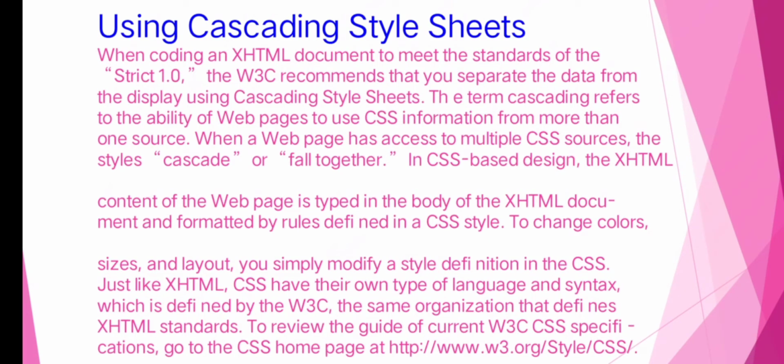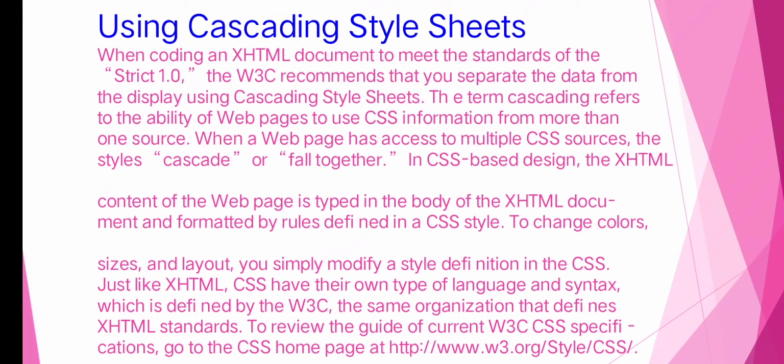Using cascading style sheets. When coding XHTML documents to meet the standards of Strict 1.0, the W3C recommends that you separate the data from the display using cascading style sheets. The term cascading refers to the ability of a web page to use CSS information from more than one source. When a web page has access to multiple CSS sources, the styles cascade or fall together in CSS-based design.